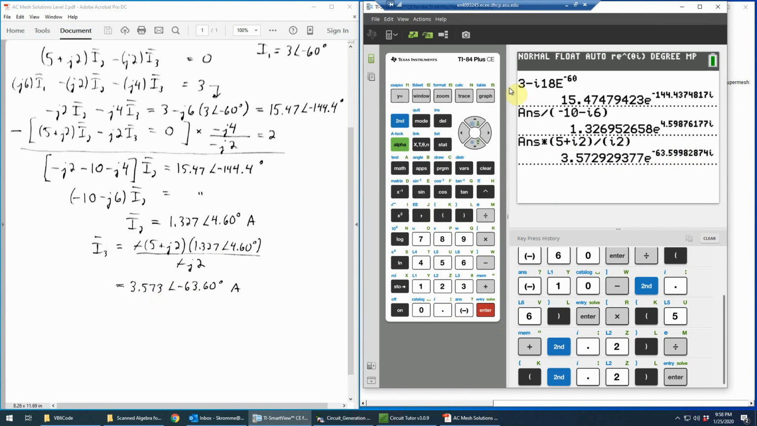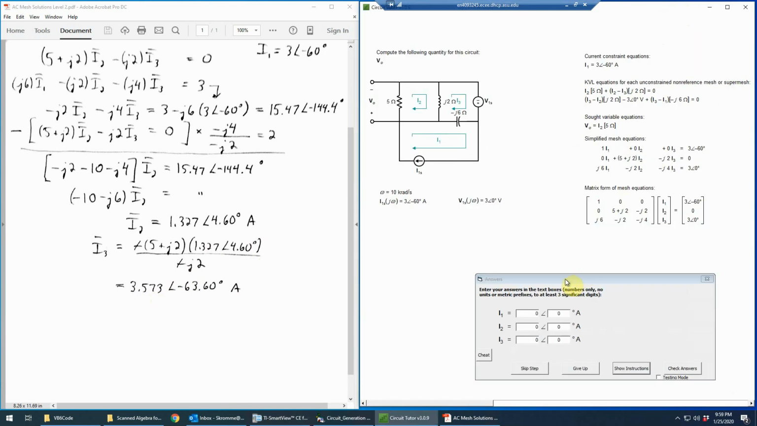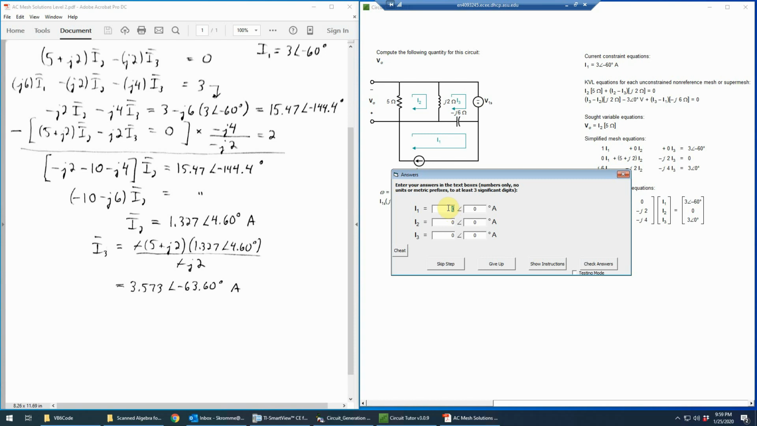63.6 degrees. Okay, so I'm with the calculator, and we'll just enter those numbers now into the form in Circuit Tutor. So we have 3 angle negative 60. That was the one that was given to us essentially. And then the I2 is that 1.327 angle 4.6. And then the I3, that's that 3.573 angle negative 63.6. Okay, so we'll check that.